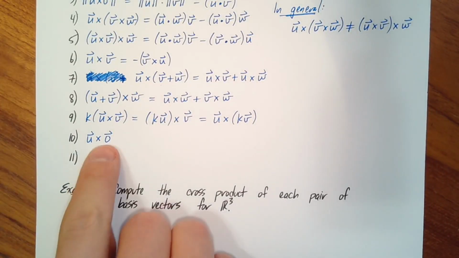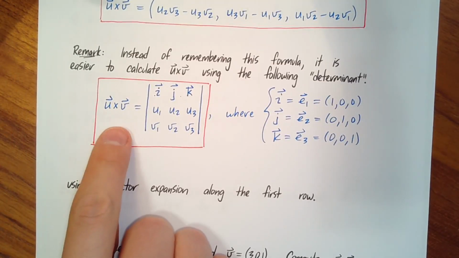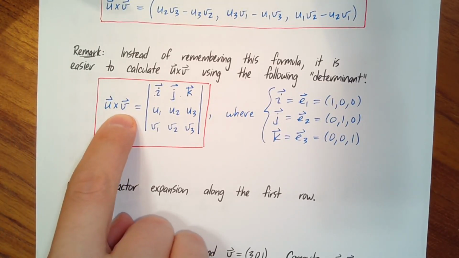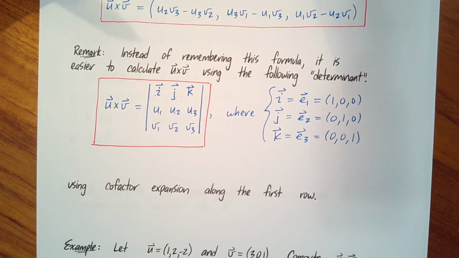If the second vector in the cross product is the 0 vector, what would that mean for this definition? That would mean, take v to be the 0 vector. That would mean the bottom row of your determinant is equal to 0. So your determinant has a row of zeros. What do you know about the determinants of matrices that have a row of zeros or a column of zeros? Well, we know that their determinants are 0.